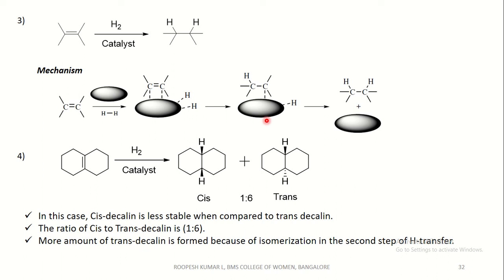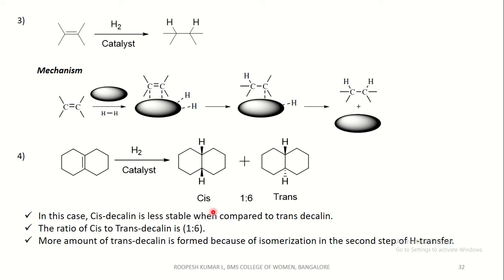In the subsequent step, the other hydrogen is transferred from the surface of the catalyst to this carbon with the breakage of this bond to form a reduced product with the elimination of the catalyst, that is, the catalyst can be recovered. Coming to the fourth example, the same alkene reacts with molecular hydrogen in the presence of a catalyst to form a decalin. This is a decalin molecule.